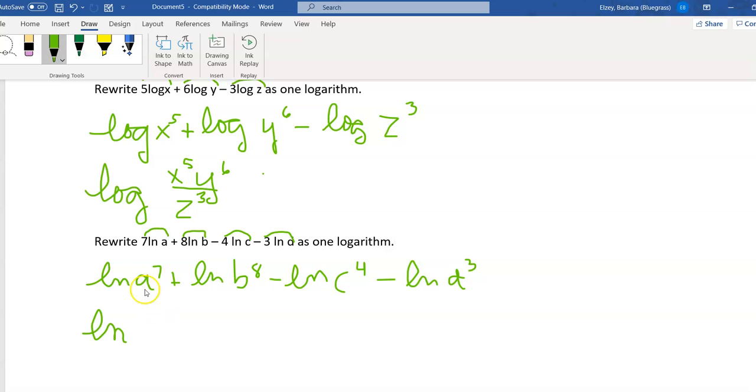Only write one log. Anything that's a positive logarithm, its insides will end up on the top of the fraction. So this is a positive logarithm. A to the 7th ends up on top. Don't put a plus sign though, they're going to be multiplied. So this one's positive also. B to the 8th ends up on top. All right, this one's a negative logarithm. That ends up on the bottom of the fraction. C to the 4th. And this one is negative also. D to the third ends up on the bottom, being multiplied. And there is our single logarithm answer.